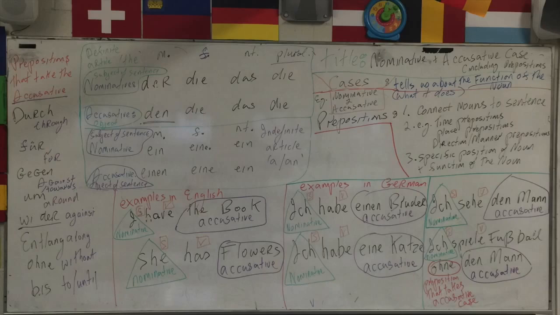Now, the accusative case. The accusative case is normally the object of a sentence. So if I have the book and I am the nominative, what do I have? What is the direct object based on the sentence? The book. She has the flowers. She is the subject of the sentence. What is the object in the sentence? What does she have? She has flowers.